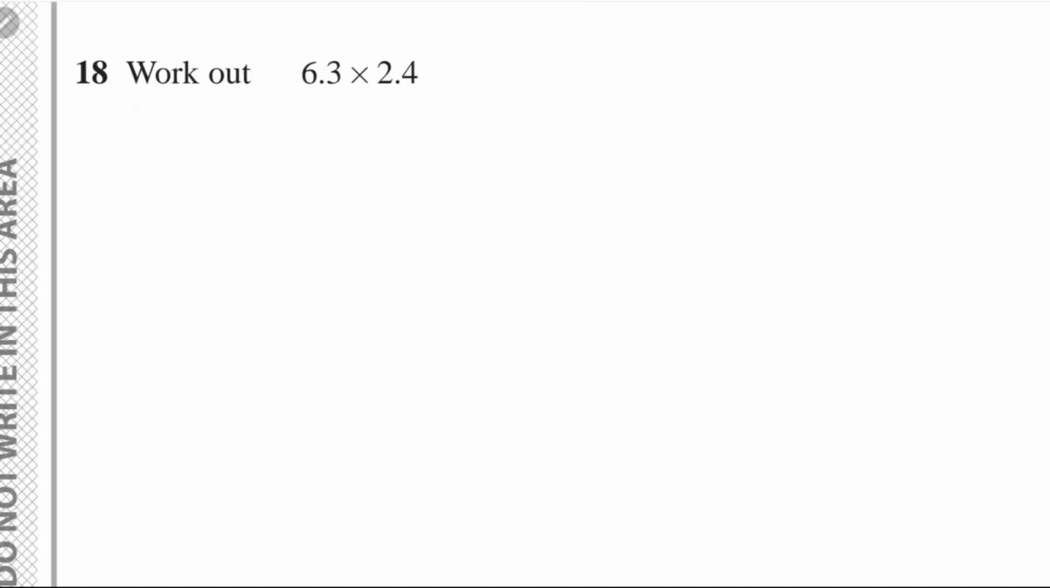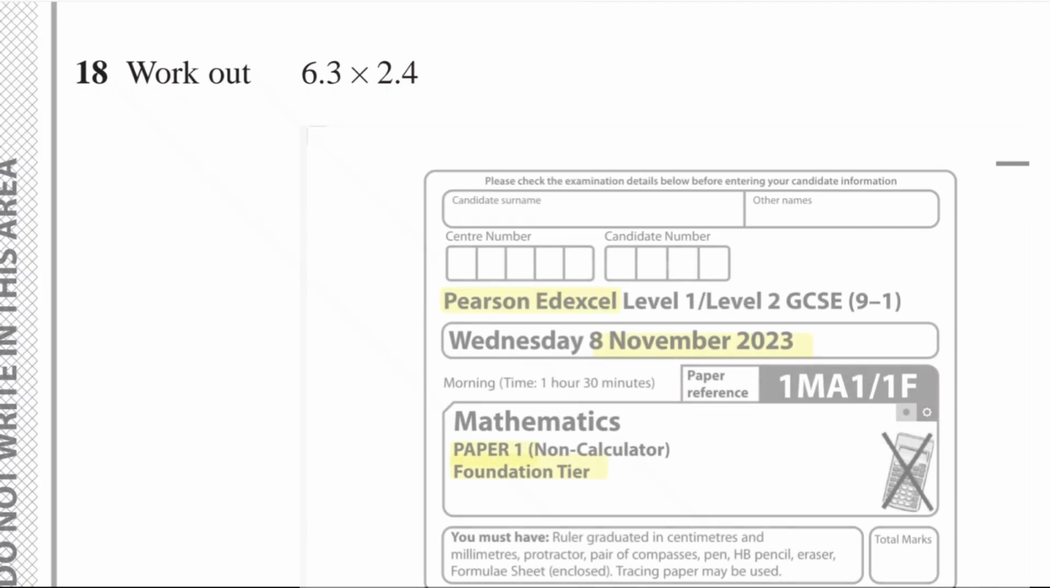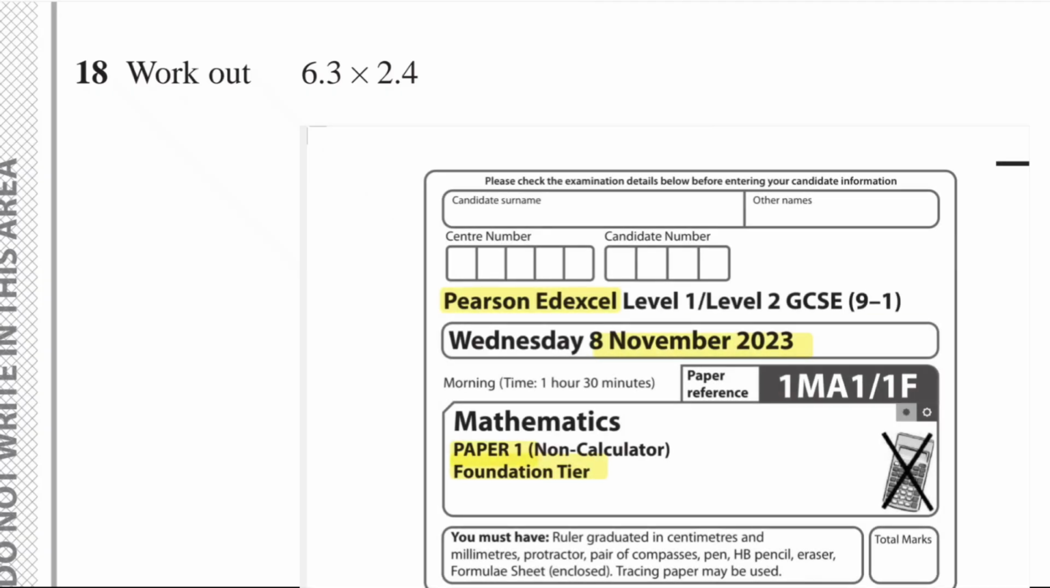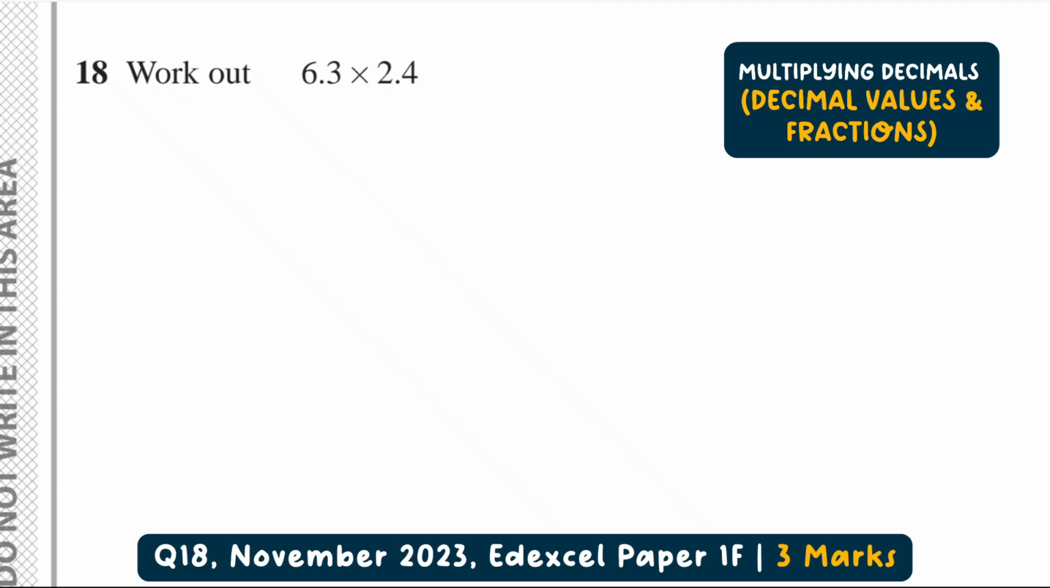Work out 6.3 times 2.4. This is question 18 from the November 2023 Edexcel Foundation Paper 1. In this video, I'll show you how to multiply decimals using place value and fractions.